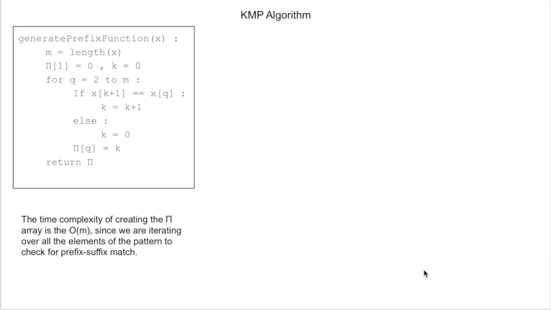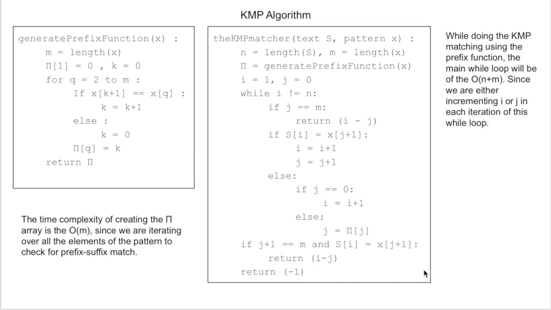Let us look at the time complexity of the prefix function first. Since the prefix function only involves the pattern string, and we just loop over the pattern string once for filling up the prefix array, this is done in the order of m. On the other hand, while we are matching using the KMP matcher, we have a while loop that iterates over n and has multiple ways of changing i and j. Note that in either case, we are either incrementing i or making a change to j.